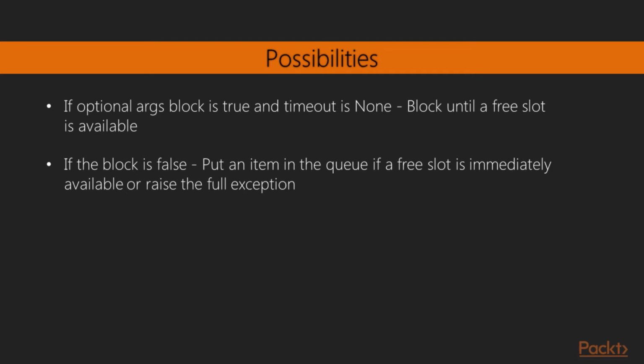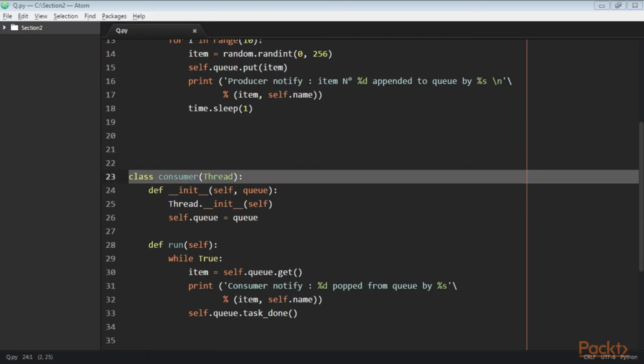2. If the block is false, put an item in the queue if a free slot is immediately available. Otherwise, raise the Full exception. Timeout is ignored in this case. Here, the put function checks whether the queue is full and then calls the wait function internally, and after this, the producer starts waiting. Next is the consumer class.